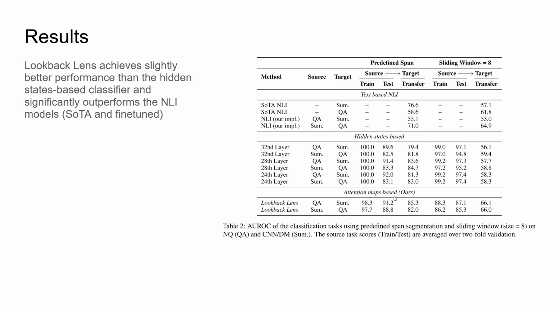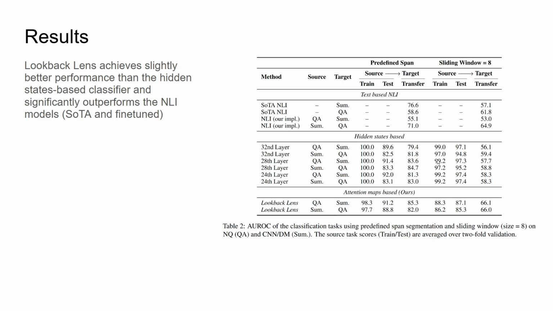And then this is basically if you train on QA and if you test on QA, you get this score, and if you transfer, you get 85.3 on the summarization task, which is lesser than say what you get on the same domain, but it is still better than what other hidden state classifiers got. While for the state of the art things, the NLI tasks, they are much lower. Similarly, this is for predefined span, and then for sliding window 8 again, you have similar trends.